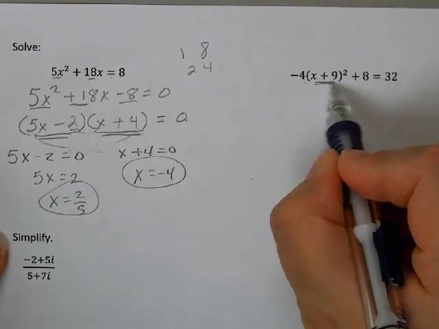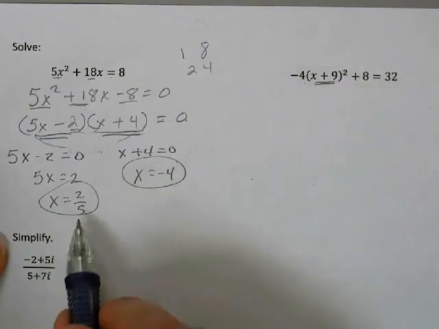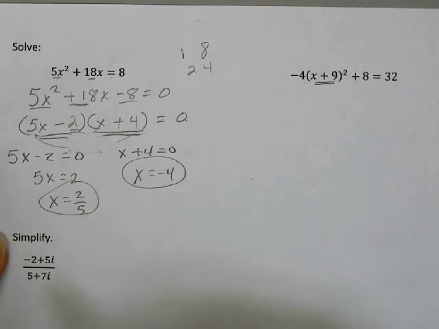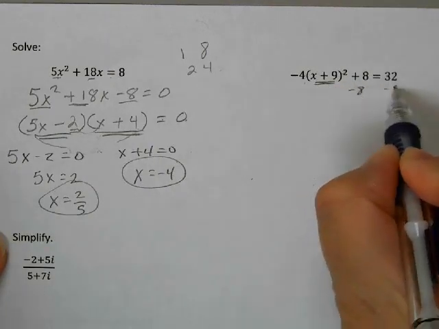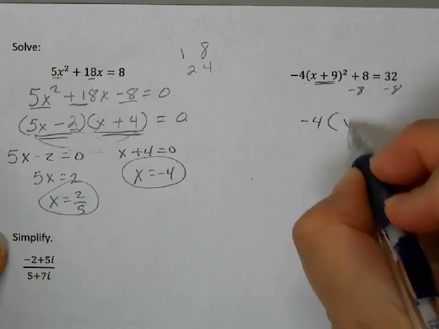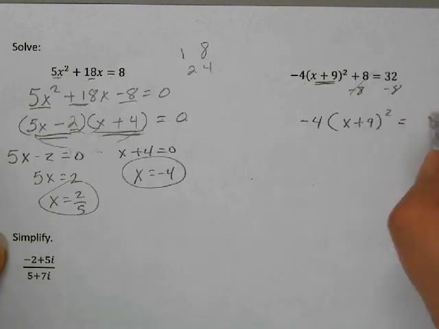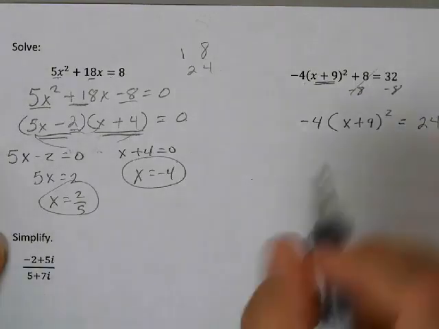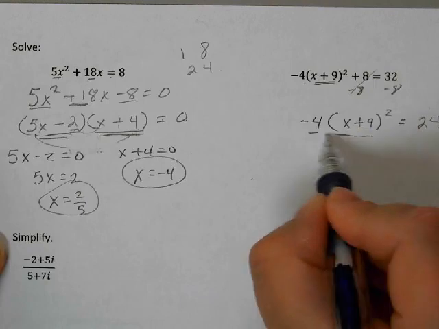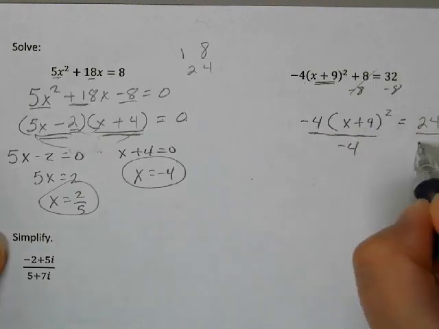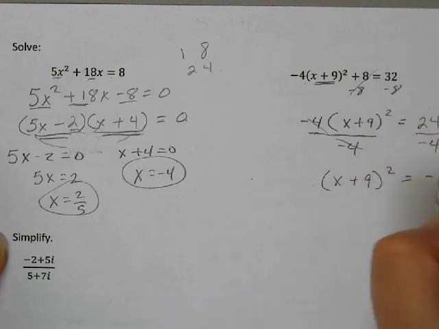On this side, I want to get x by itself. I don't want to multiply this out because it may not be one where I get good, clean answers. So I'm going to start by undoing this by subtracting 8 from both sides. So negative 4 times x plus 9 squared equals 32 minus 8, which is 24. Then, since this says 4 times this, I'm going to get rid of the 4. I have to get rid of the 4 before this because we do PEMDAS in reverse order. So x plus 9 squared equals negative 6.